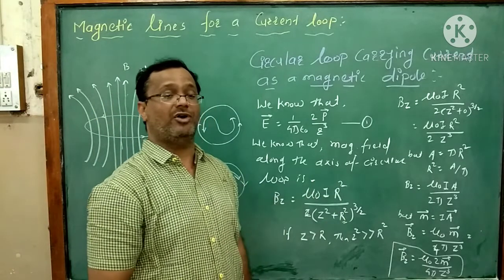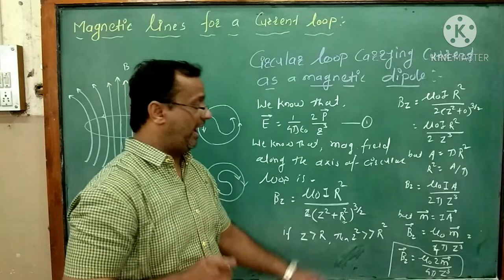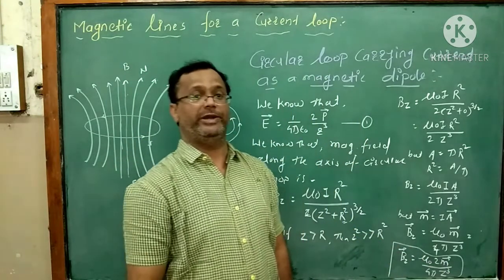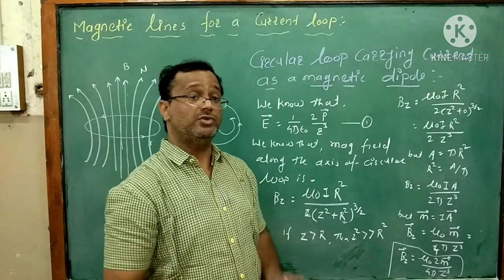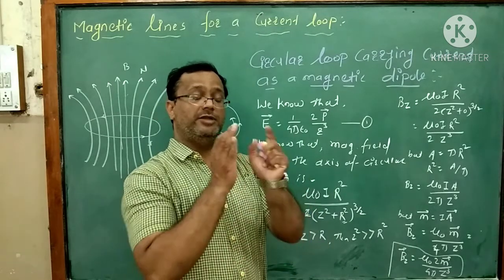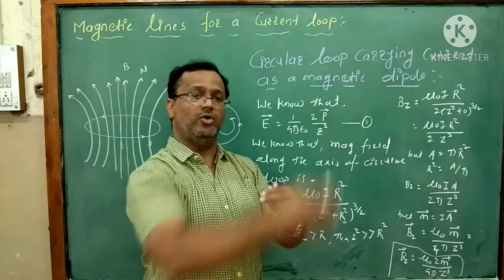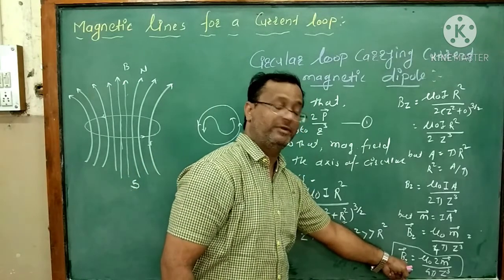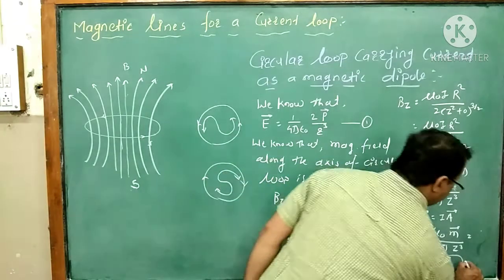This is the equation of the magnetic field produced along the axis of a circular loop, and in this we get the term that is the magnetic dipole moment. So that's why the behavior of a circular loop is just like a magnetic dipole moment. Suppose this is equation number 2.